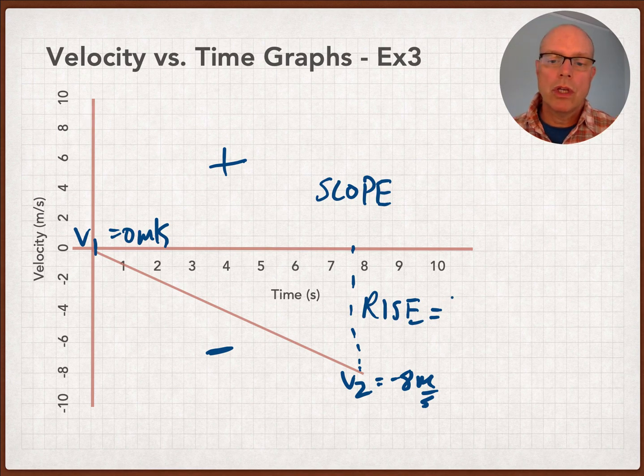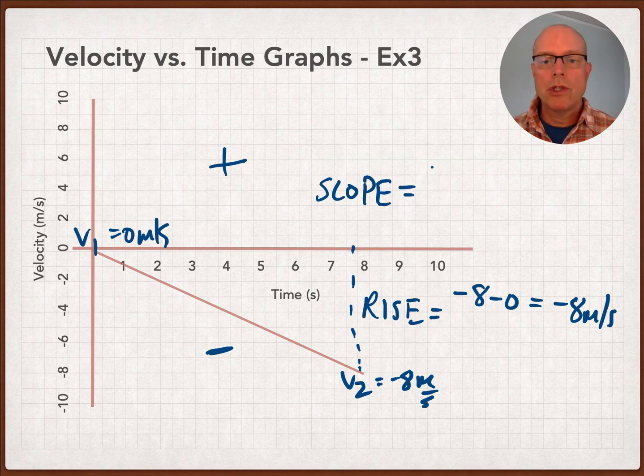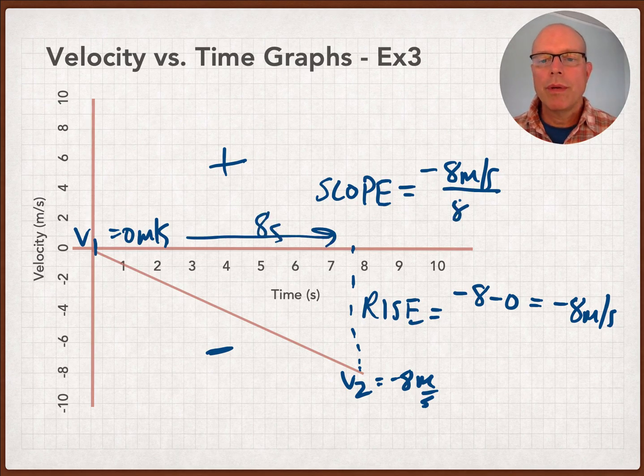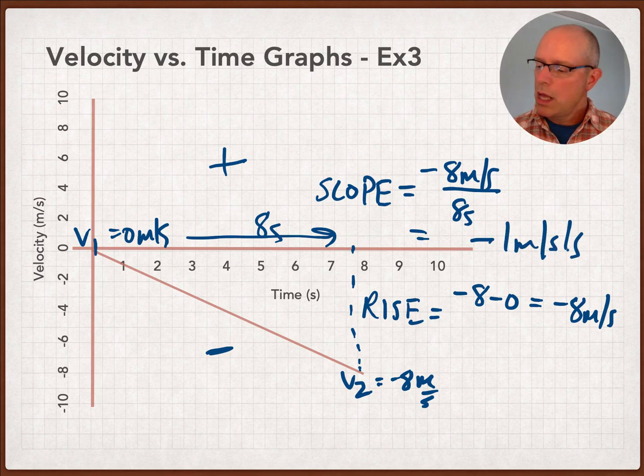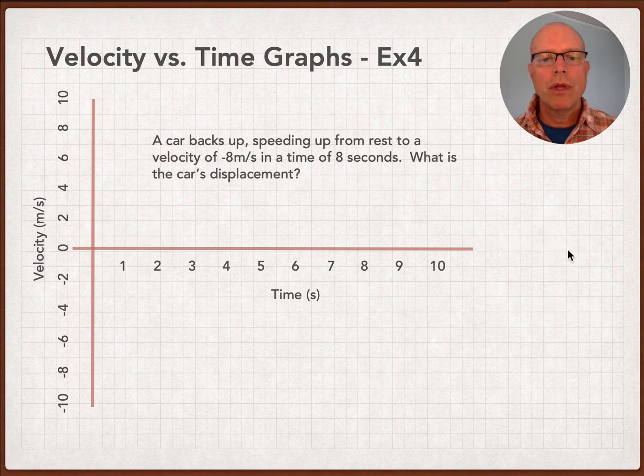So the rise of this is going to be v2 minus v1, so minus 8 minus 0. And you can see it's actually minus 8 meters per second. Okay, so the slope, now that we know that, is just going to be rise over run. So it's going to be 8 meters per second, and the run of the graph is just going to be a total of 8 seconds. And so we'll pencil that in. And it looks like the slope of this guy is minus 1 meter per second per second. Okay? Let's go and check out how that works if we now go and ask about the displacement of the car.